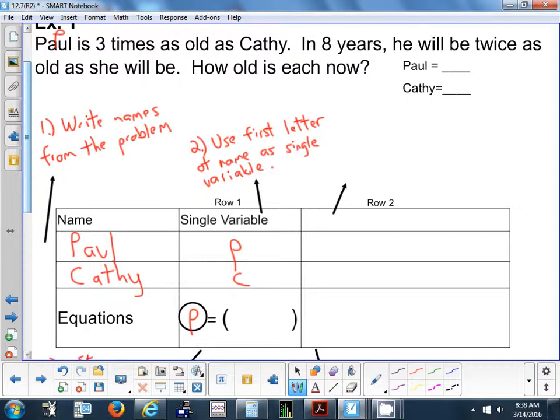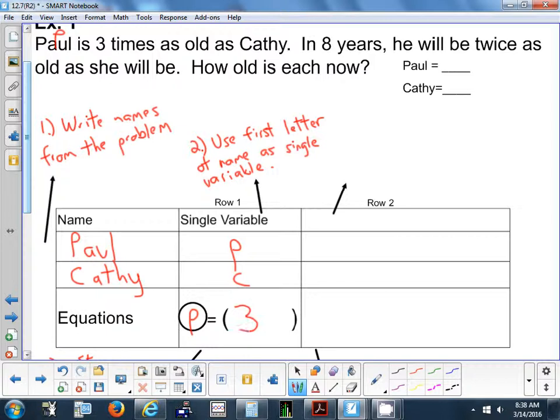"Is" is a key word, right? What's it mean? Equal, right? I talked about that in the warm-up. Every time you do these, your equal sign's already going to be there. So P equals. "Is 3 times." What's 3? Just 3. Put the number 3 there.